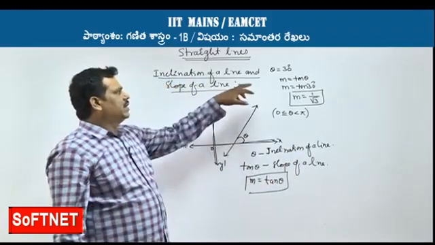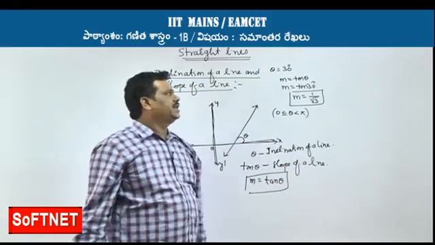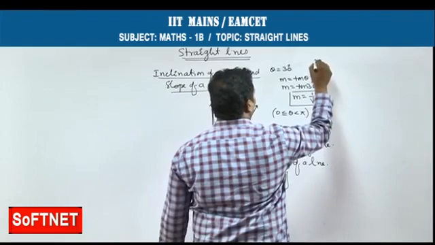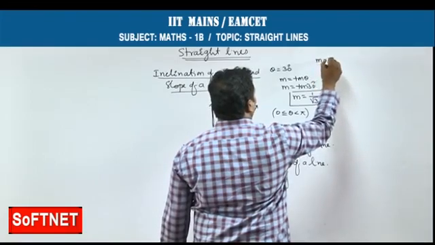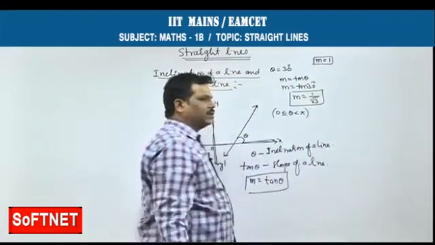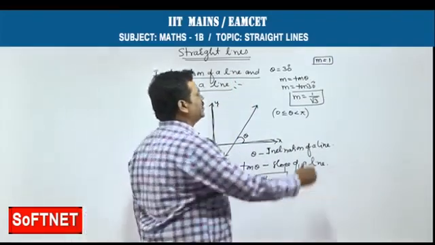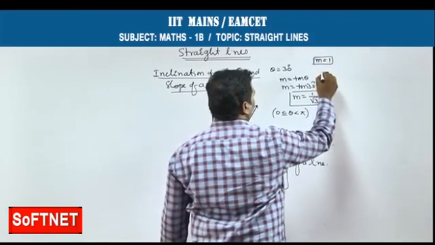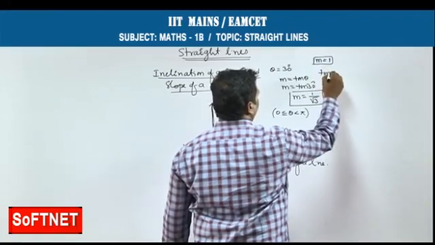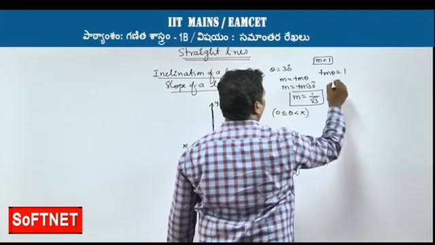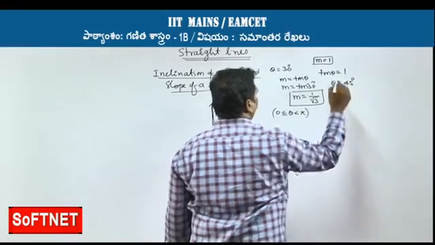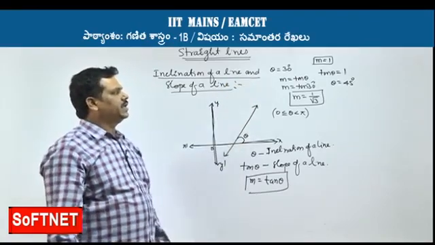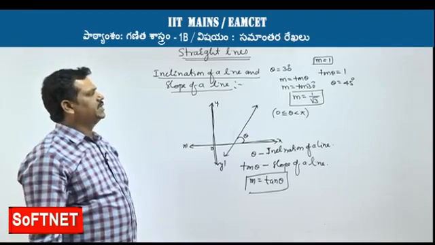For example, the inclination of a line is 30 degrees, then the slope of a line is 1 by root 3. And for example, the slope of a line is 1, that means m is equal to 1. Then the inclination of the line is what? We get m is equal to tan theta, the slope, m is equal to tan theta is equal to 1. Therefore, theta is equal to how many degrees? 45 degrees. For example, the slope of a line is 1, then the inclination of that line is 45 degrees.